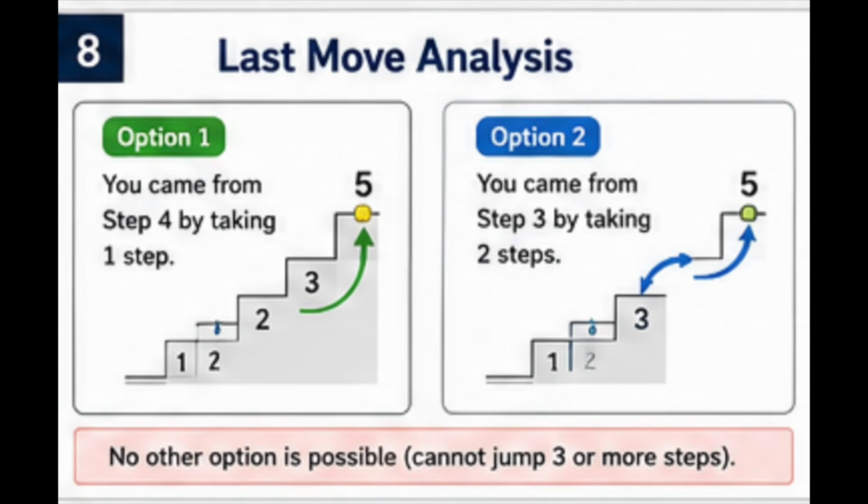If I am standing on step 5, where could I have come from? There are only two possibilities. Either I was on step 4, then I would have taken one step and reached step 5, or I was on step 3 and took two steps at a time to reach step 5. Now, can I come from step 2? No, that would require jumping 3 steps, which is not allowed. Can I come from step 1? Again, no. So there are only two valid possibilities. Either I was standing on step 3 or step 4. This observation is the key to solving the problem.